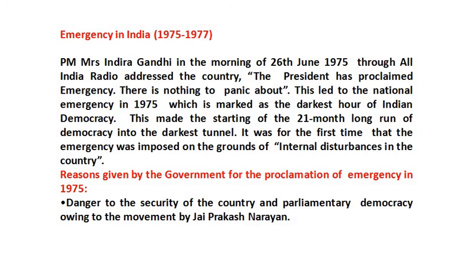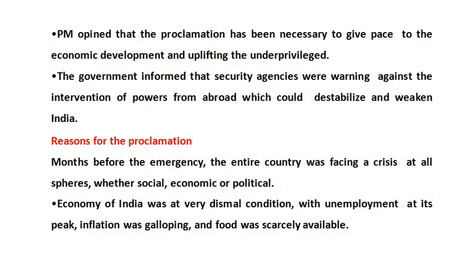The reason given by the government for the proclamation of the emergency in 1975 was a danger to the security of the country and parliamentary democracy owing to the movement of Jai Prakash Narayan. The PM opined that the proclamation was necessary to give pace to economic development and the uplifting of the underprivileged. The government informed that the security agencies were warning against the intervention of powers from abroad which could destabilize and weaken India. The reasons for the actual proclamation.